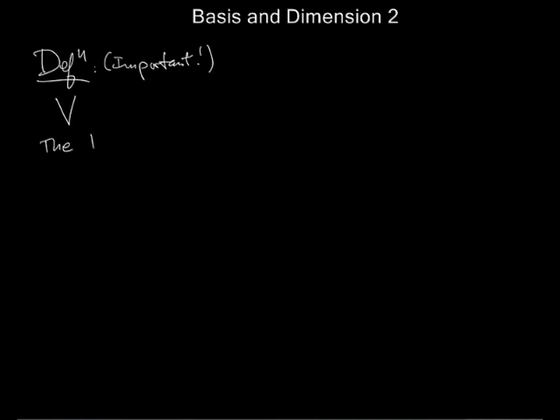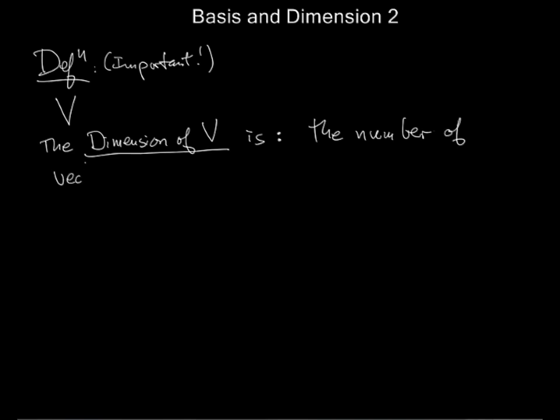Here we go. V is a vector space. The dimension of a vector space is the following. You simply take the number of vectors in a basis of it.